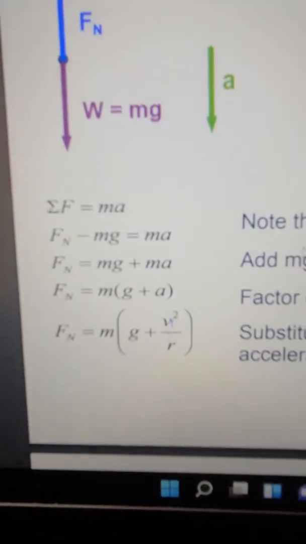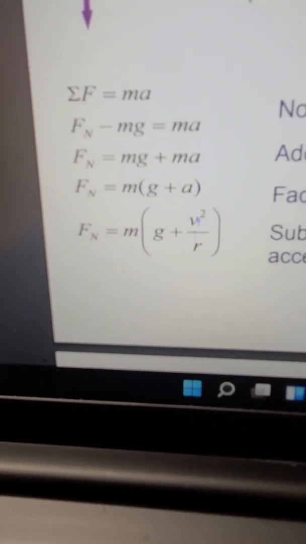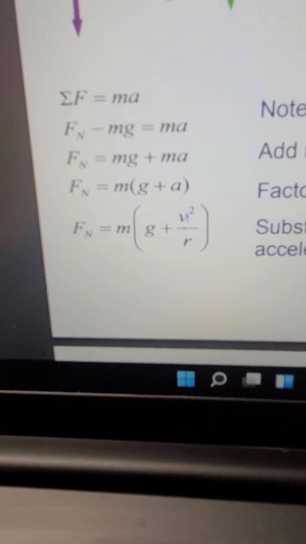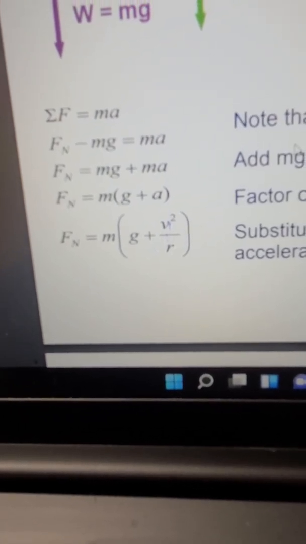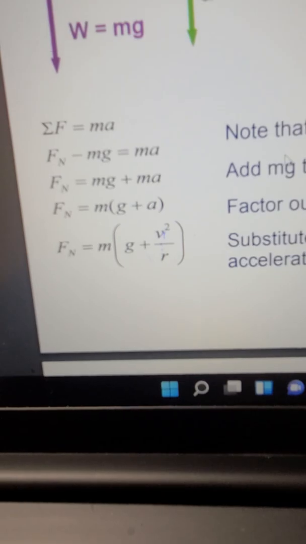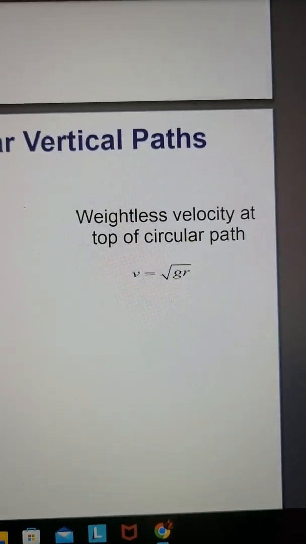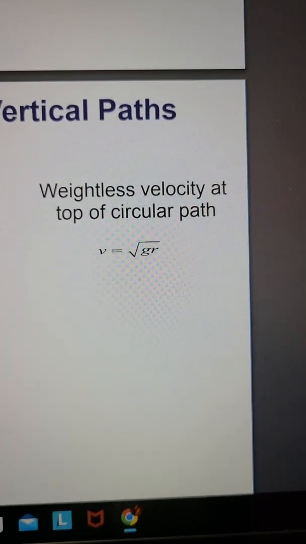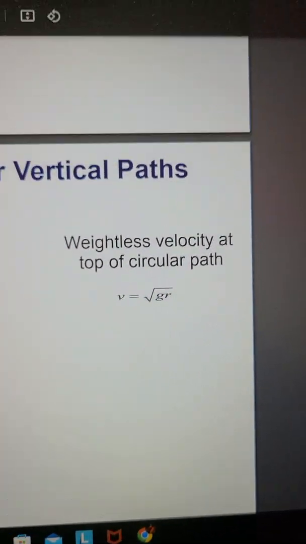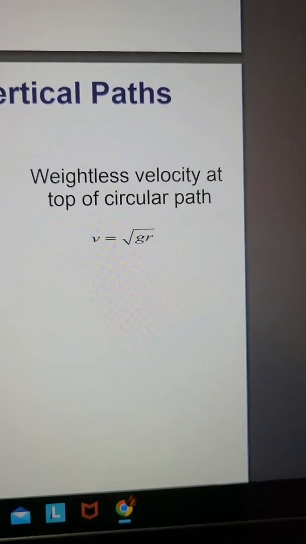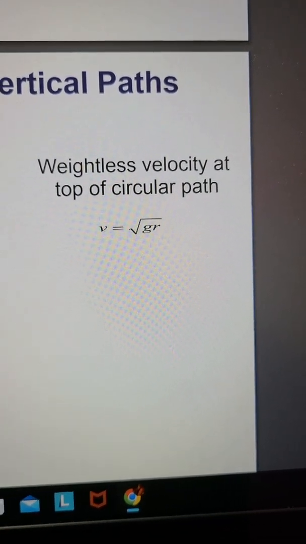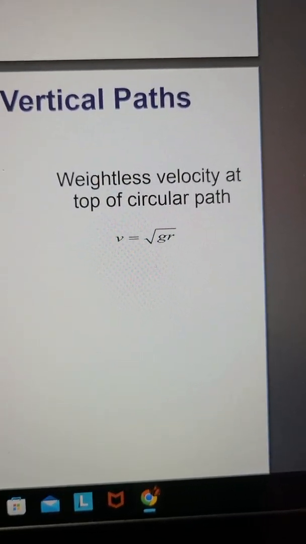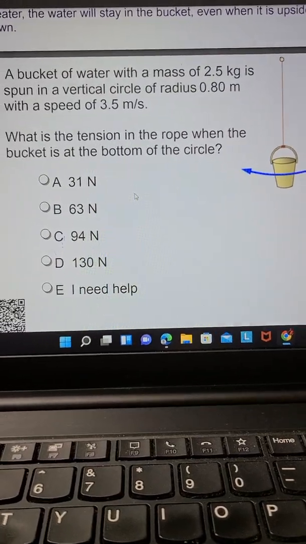So the two equations that we have is Fn equals m times g plus or minus, depending on the direction of acceleration, v squared over r. And when we want to find velocity, the equation that we use is v equals the square root of gravity, which we now discovered is 9.8, times whatever the radius is for that circular path. So let's kind of apply that, right?